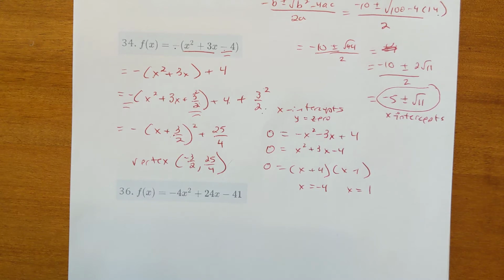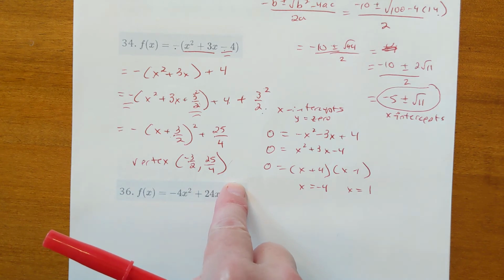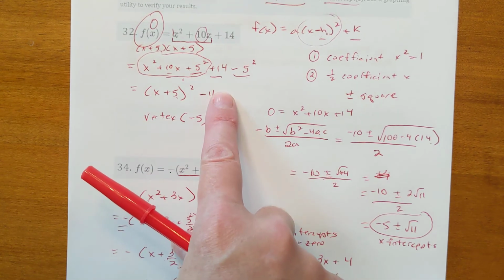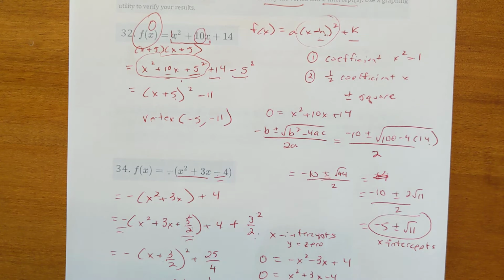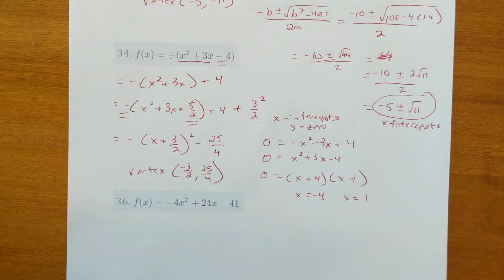And the shape of the graph, because of the negative in front of it, is going to flip it upside down. So it's going downward. This one was going upward. Nothing else really too big to note. The big one is the negative out front. It made it go downward.